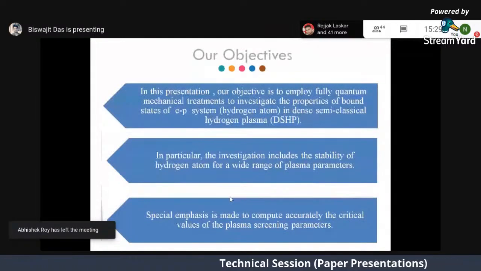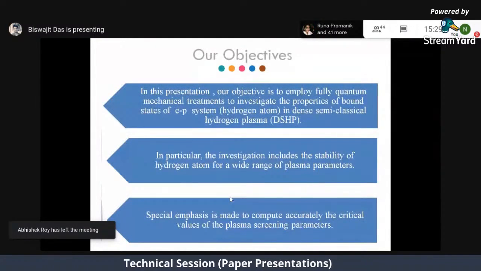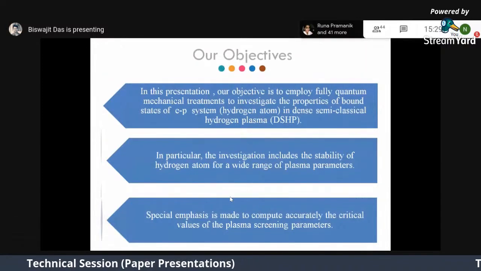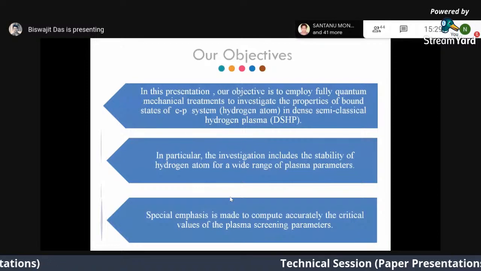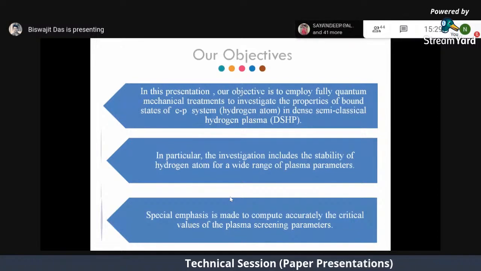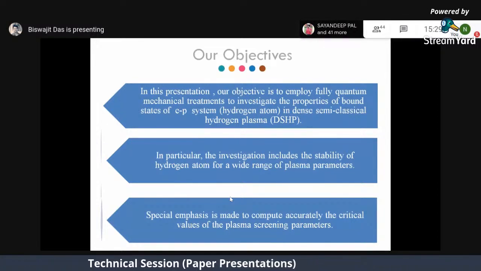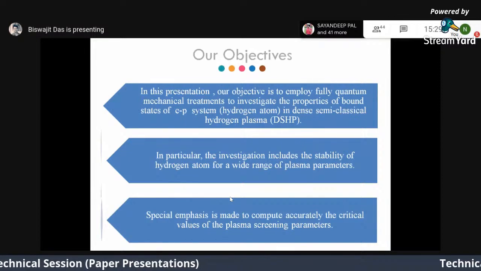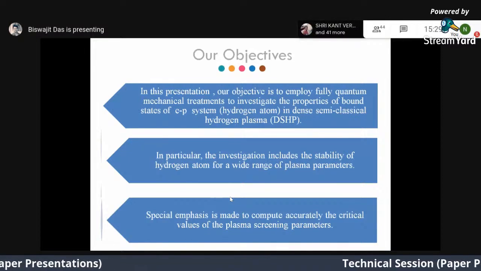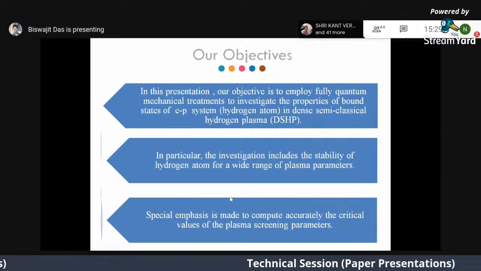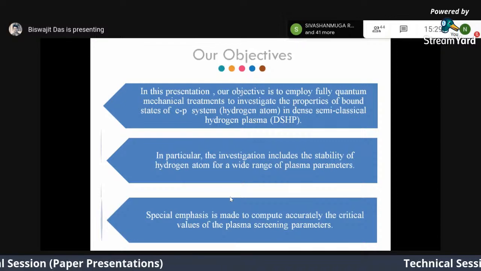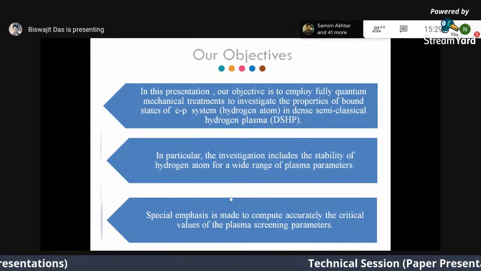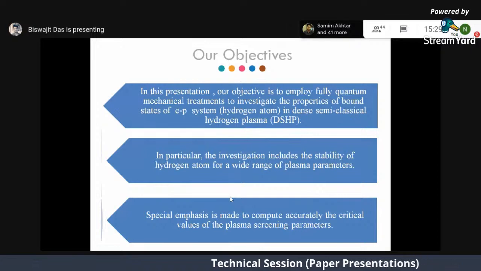In this presentation, our objective is to employ fully quantum mechanical treatments to investigate the properties of bound states of electron proton system like hydrogen atom in dense semi-classical hydrogen plasma. In particular, the investigation includes the stability of hydrogen atom for a wide range of plasma parameters. Special emphasis is made to compute accurately the critical values of plasma screening parameters.